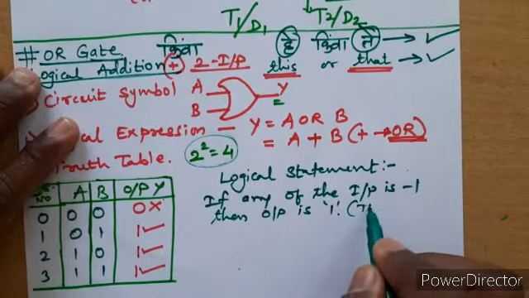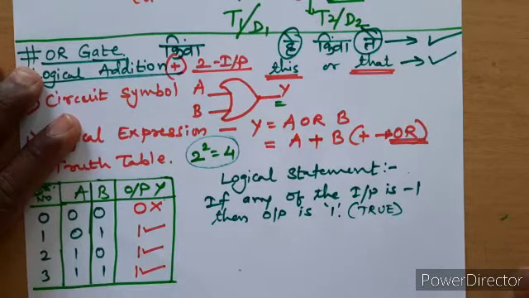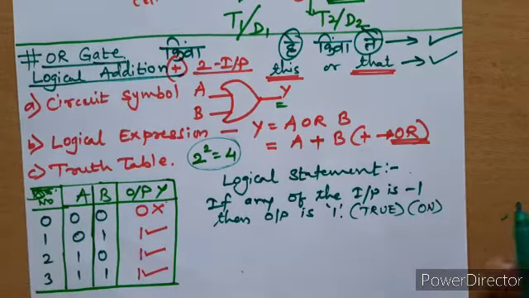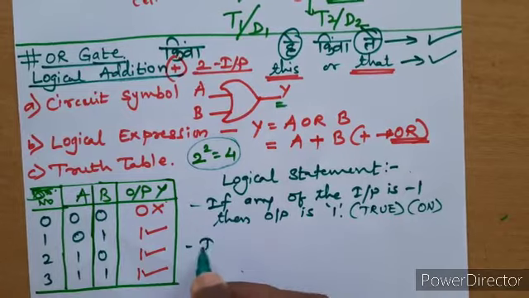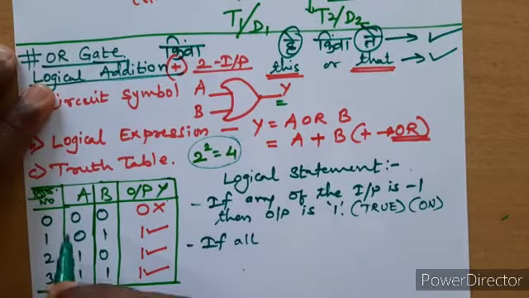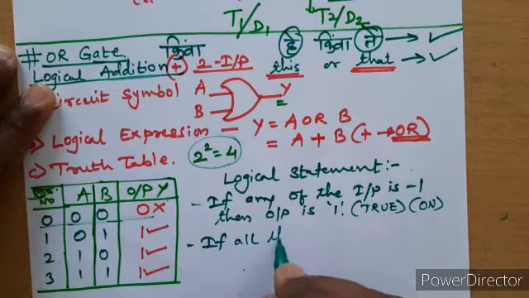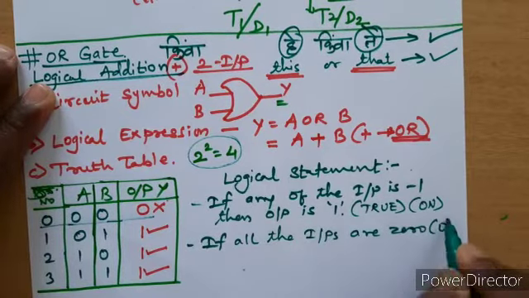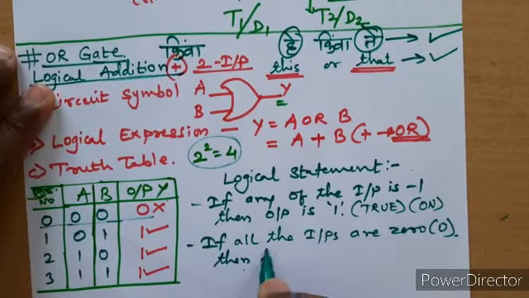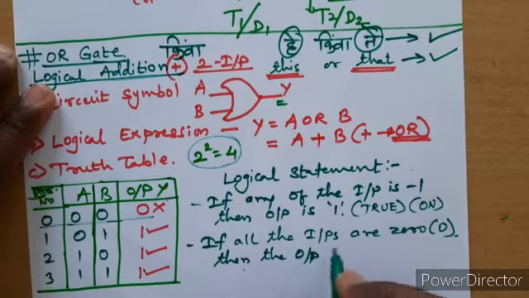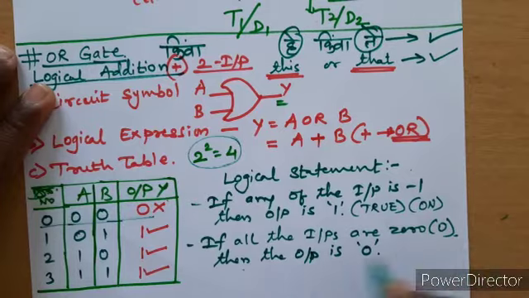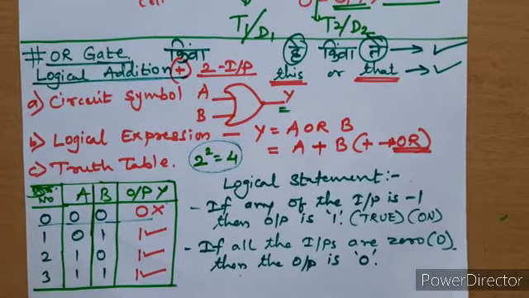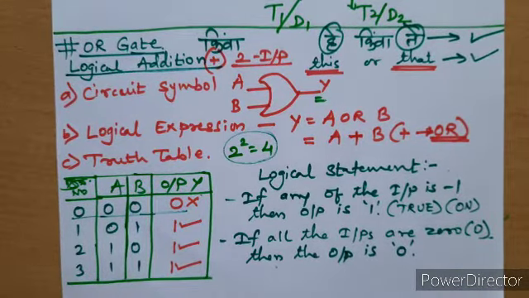We can also call 1 true, or on. For 0, if all the inputs are 0, then the output is 0, right? So we are talking about this for OR gate, right? I hope these concepts are clear for you.